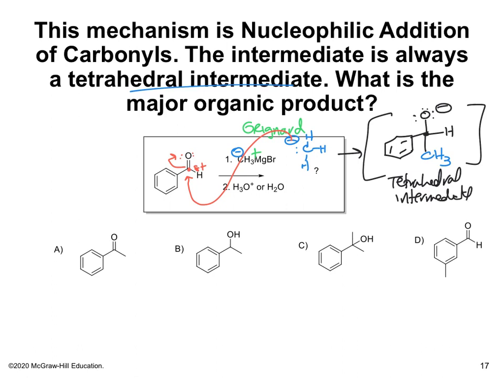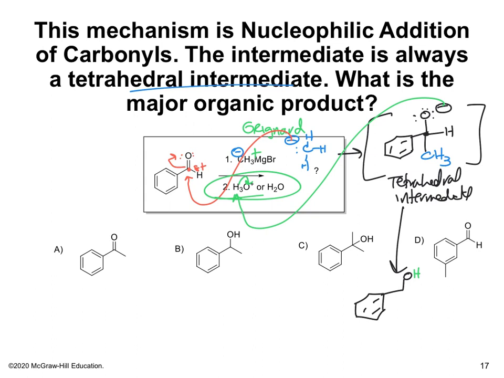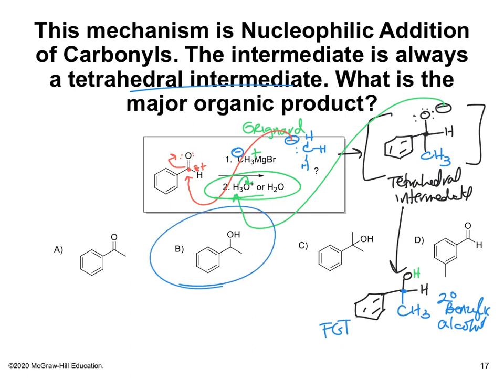And then, because there's no leaving group on this, you quench it with a little acidic water. You do this in your reaction flask, separatory funnel, and the OH is formed. So there's your hydrogen, and you still have an H, and you have a CH3. So you'll see that this is a secondary benzylic alcohol. That's your functional group transformation, and that is answer B.